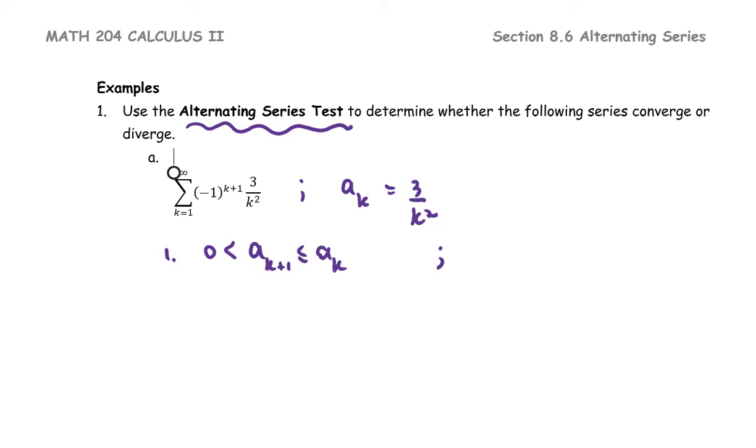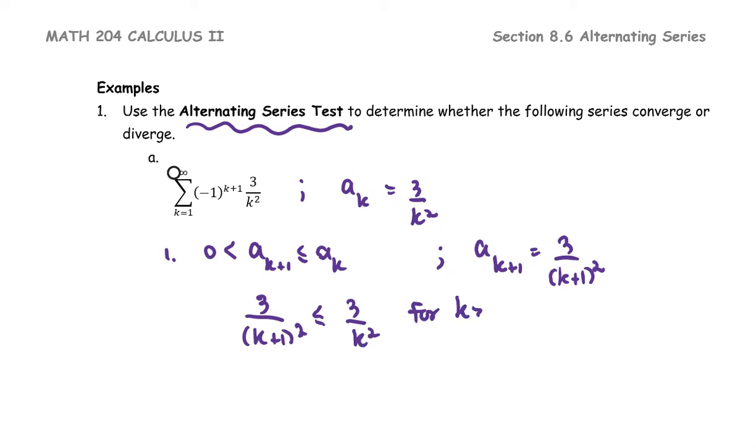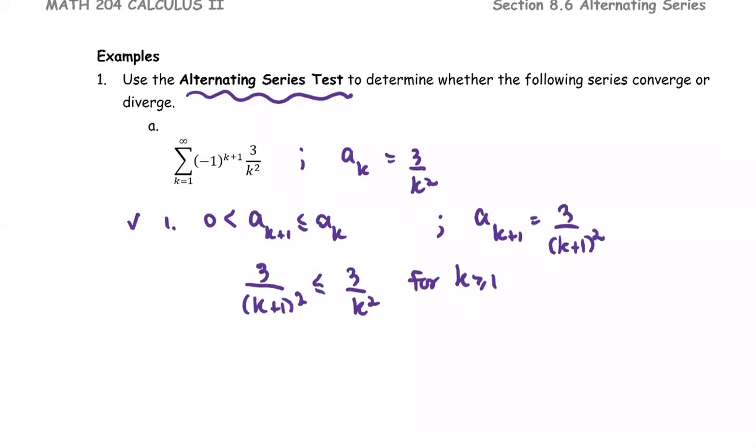As we see, a_k equals 3 over k squared, so a_{k+1} is 3 divided by the quantity k plus 1 squared. Put in the inequality form, 3 over (k plus 1) squared is always less than or equal to 3 over k squared for k greater than or equal to 1. So the first condition of the alternating series test is verified.